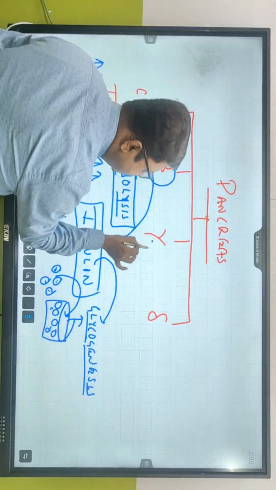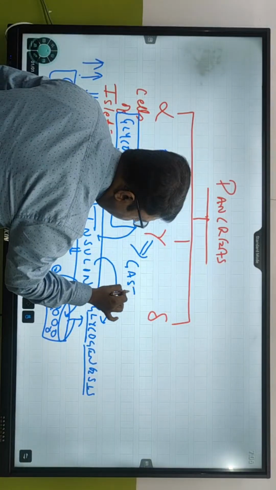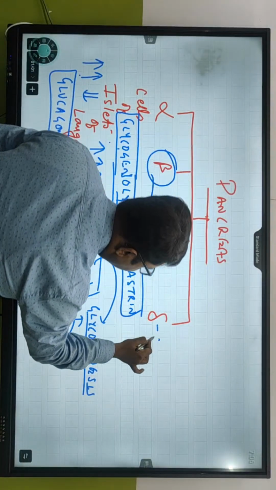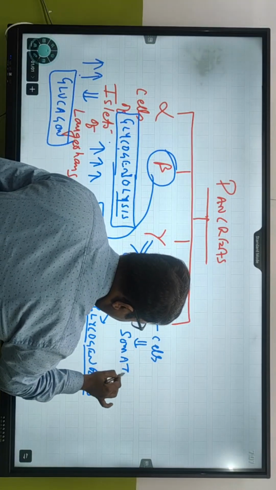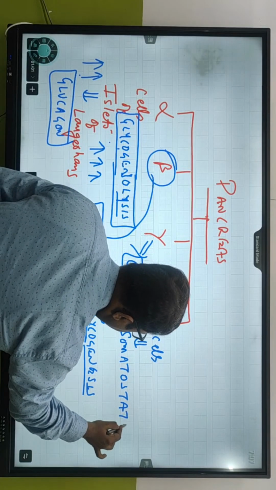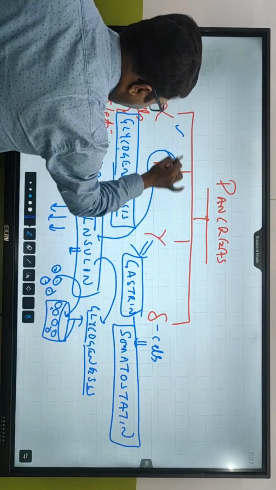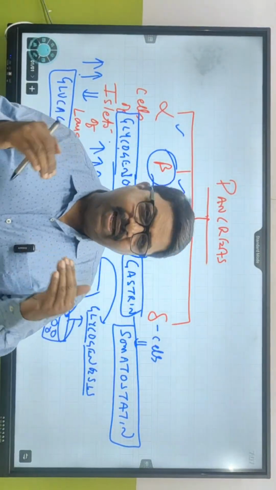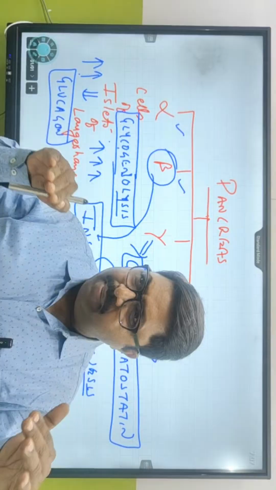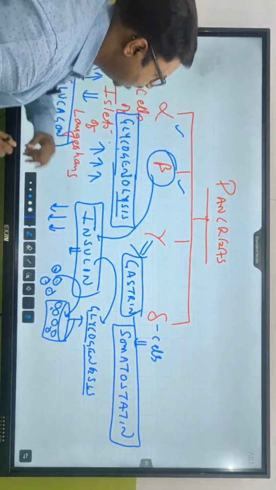What is the function of gamma cells? Gamma cells help in the secretion of a local hormone called gastrin. And delta cell secretes what? Delta cell secretes somatostatin. And what is the function of somatostatin? It helps in the regulation of alpha and beta cells, that is, the regulation of insulin and glucagon, so that blood glucose level is maintained in the body. Clear? That is the overall idea about the pancreas.